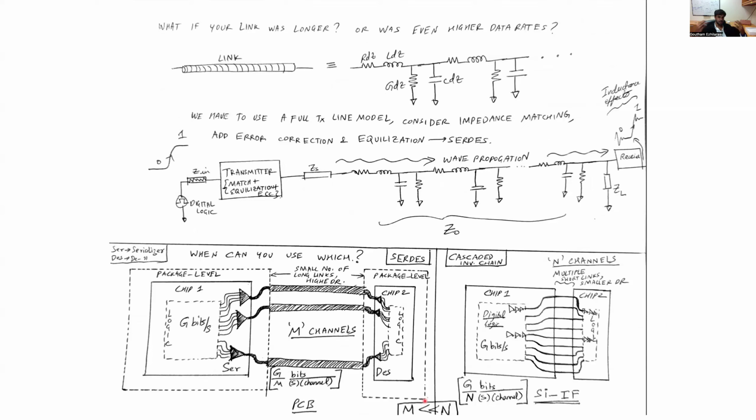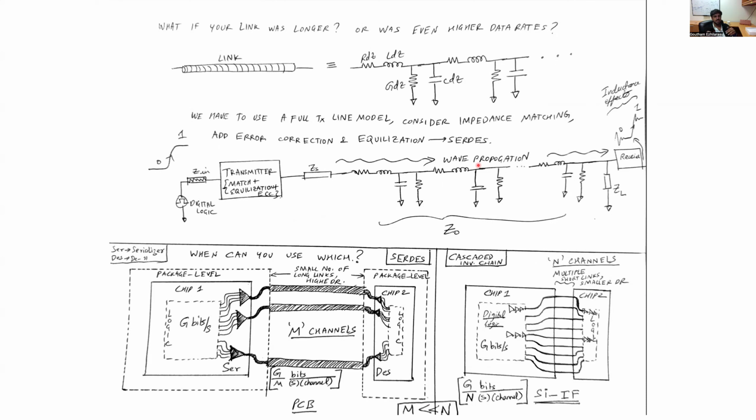So now, what if the link was actually longer or it was even higher data rates? If the link was longer, then we can no longer ignore the parasitic inductance present in the link, and therefore we have to go for a full RLGC model, as shown here. But with a full RLGC model, we can no longer use a very simple cascaded inverter to drive such a link, because a link tends to have a wave propagating in it, and this wave can have various wave-dependent phenomena such as reflections and so on.